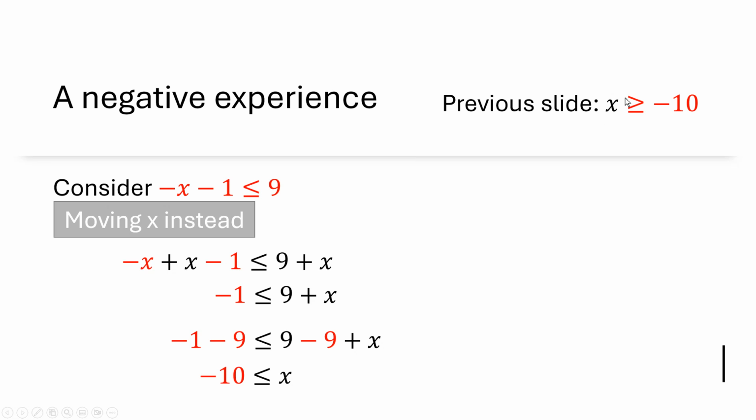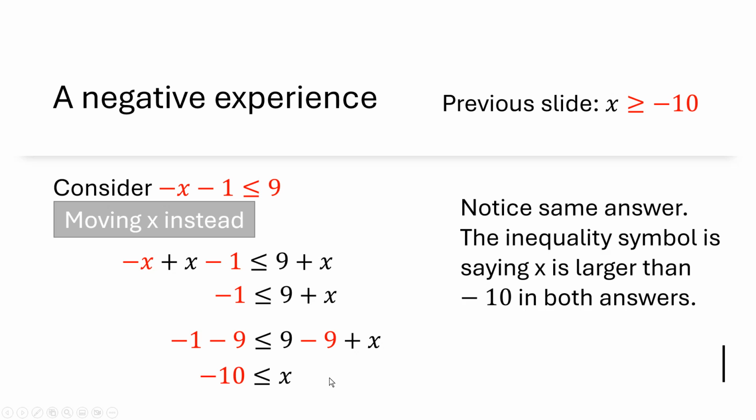This side, as I was told as a kid, the alligator is facing the x because the x is bigger, and this one is still facing the x. So x is larger than negative 10 in both answers, so it's the same answer. That is why we need to flip the sign. All right? Let's keep on going.